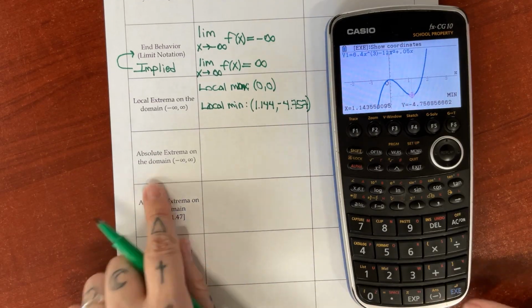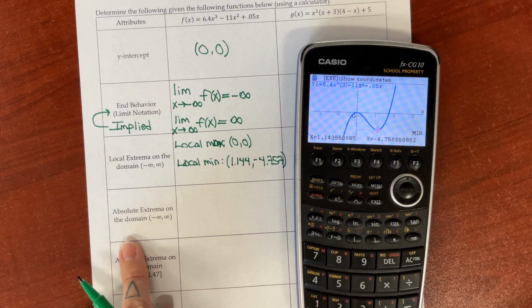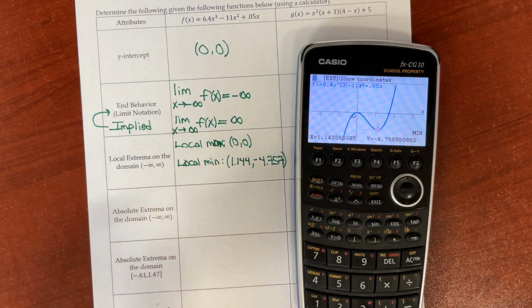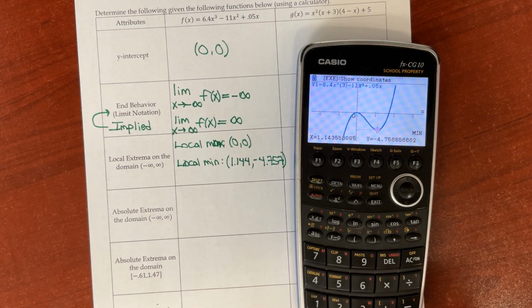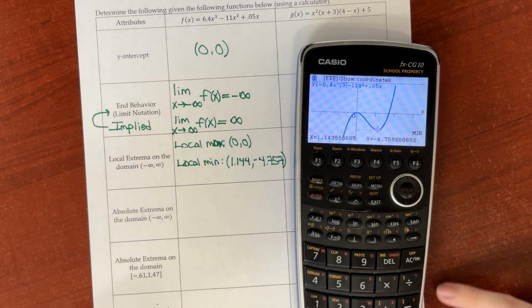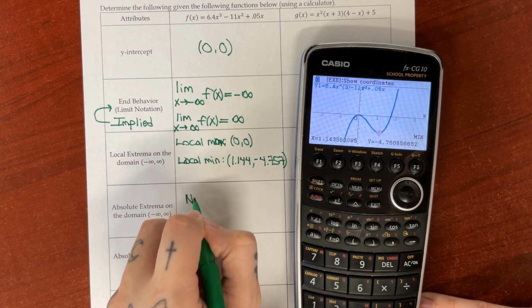Now we're going to look at absolute extrema. This is looking at the entire graph once again, but we're looking at the highest of the high points and the lowest of the low points. Because my graph goes down indefinitely and goes up indefinitely, that tells me we're not going to have any absolute extrema. So you could write none.